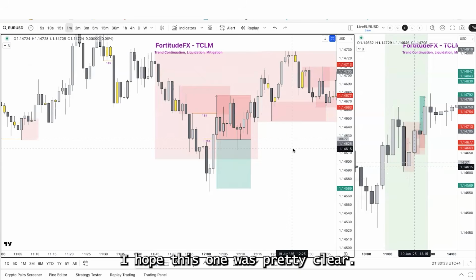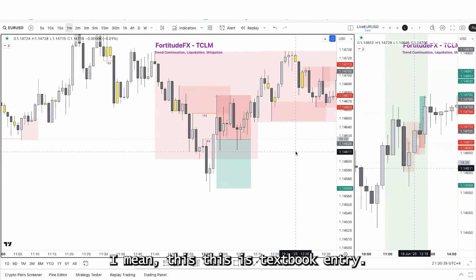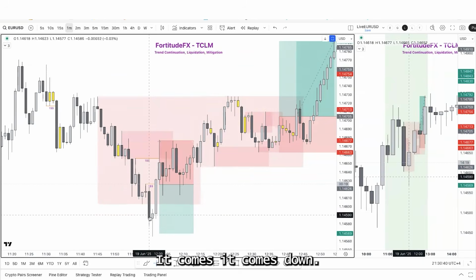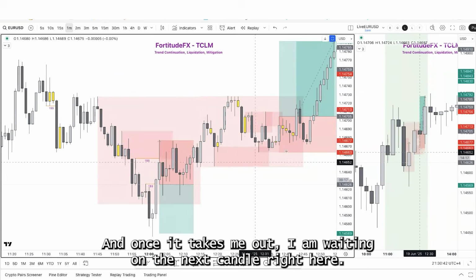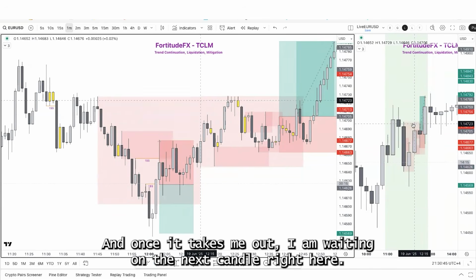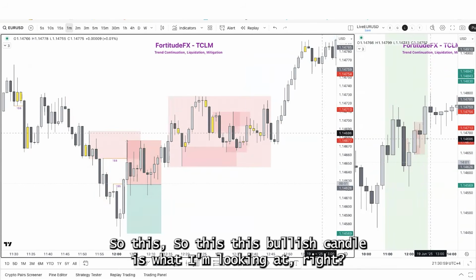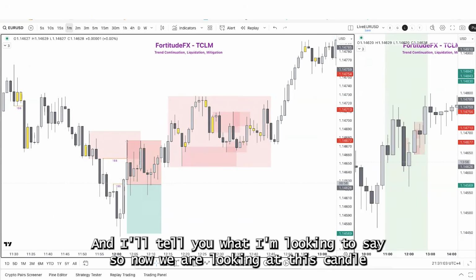So that is that. I hope this one was pretty clear. I mean, this is textbook entry. So what happens next? It comes down. Obviously, it takes me out, and once it takes me out, I am waiting on the next candle right here. This is the candle. So this bullish candle is what I'm looking at, right? And I'll tell you why I'm looking at this.